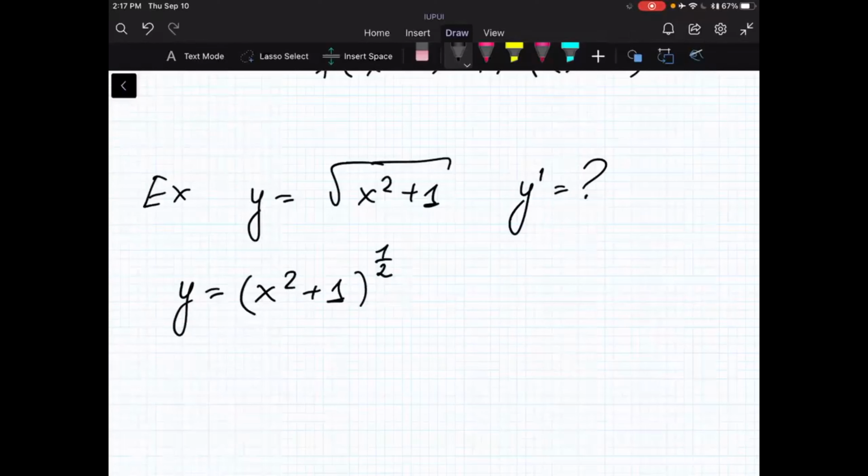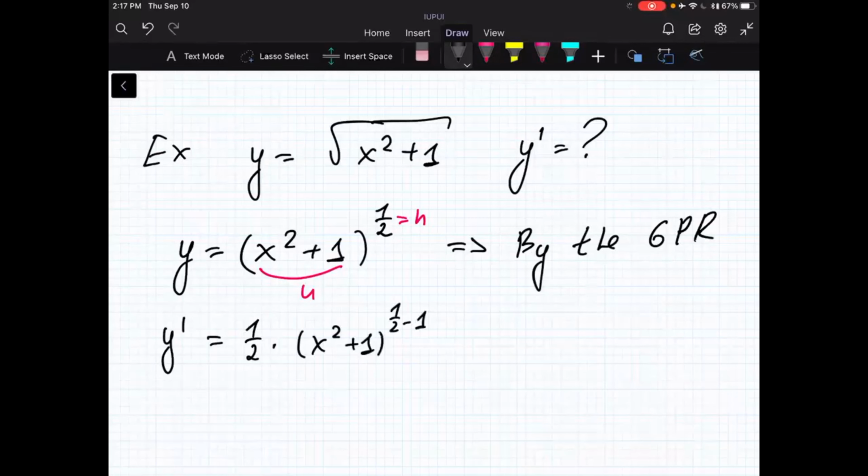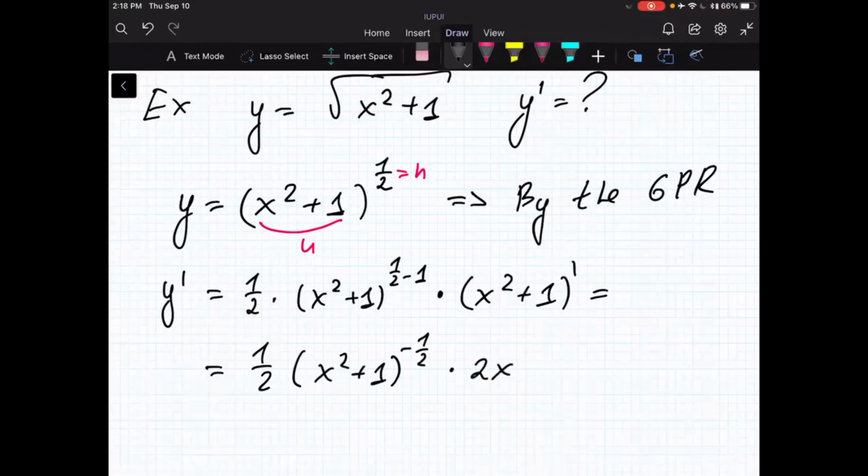And then again, by the generalized power rule, y prime thus will be n. So this is again my u, and this is my n. So it's n, which is 1/2, times u to the power, which is 1 less, x squared plus 1 to the power 1/2 minus 1, times the derivative of u. And so I get 1/2 x squared plus 1 to the power minus 1/2 times 2x.